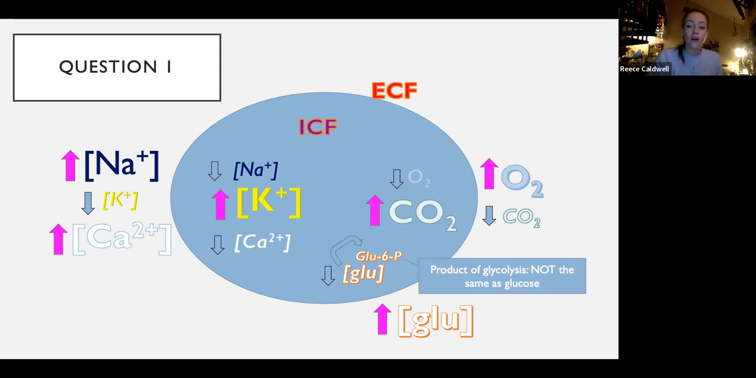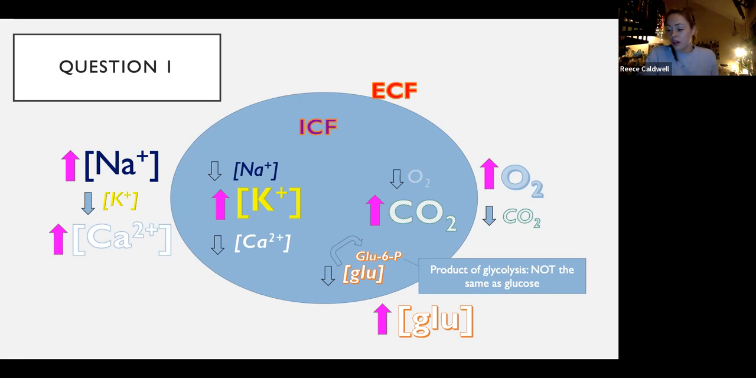But again, glucose and glucose 6-phosphate are not the same. They're two different molecules. We have to undergo glycolysis to convert glucose into glucose 6-phosphate. So if you are wondering why we have lower concentrations of glucose inside of the cell and higher outside, that's some reasoning behind that. All right, awesome. So that is our explanation and work through of question number 1.